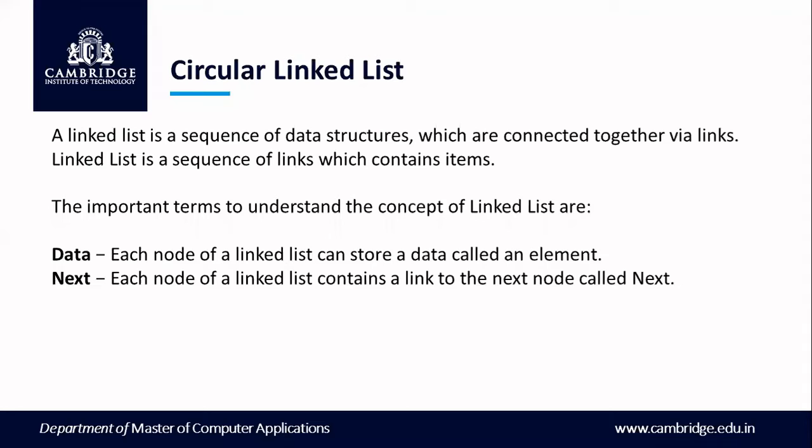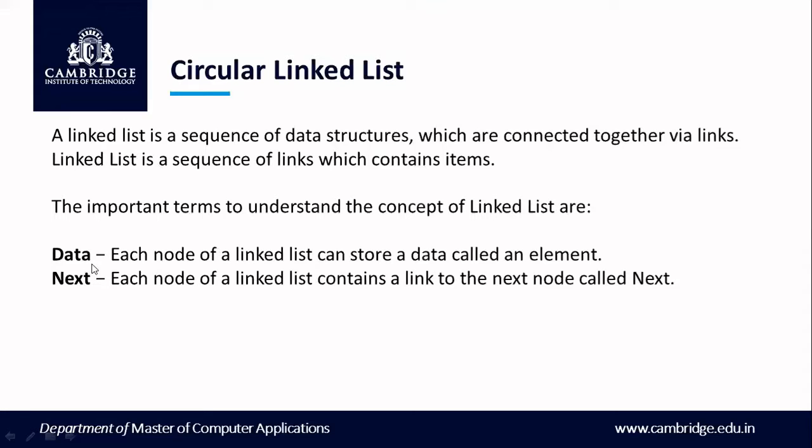But before starting with circular linked list, what is a linked list? A linked list is a sequence of data structures which are connected together via links. A linked list is a sequence of links which contains items. In the linked list, there are some important terms to understand the concept. There are two terms: one is the data, another one is the next.